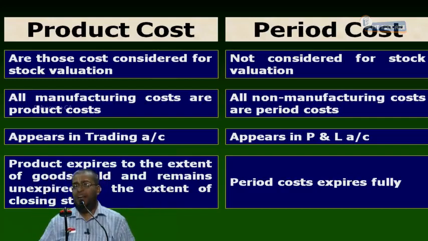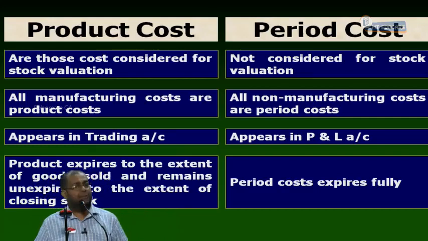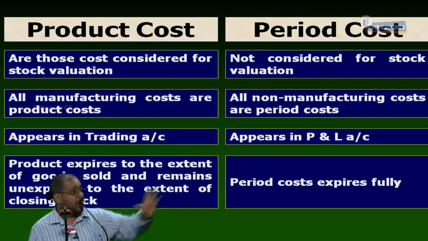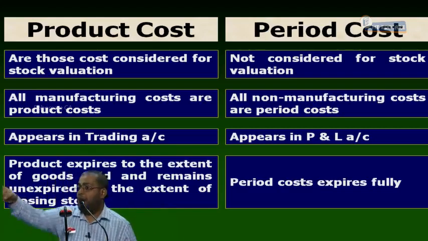Correct. Only when I know what is a manufacturing cost and non-manufacturing cost, I know what is a product cost and period cost. Only when I know what is product and period, I know what is expired, what is unexpired. Then only I will know how to value my stock and how to find out my profit. Yes or no? That means to know a product and period cost, I should know which costs are all manufacturing, which costs are non-manufacturing.